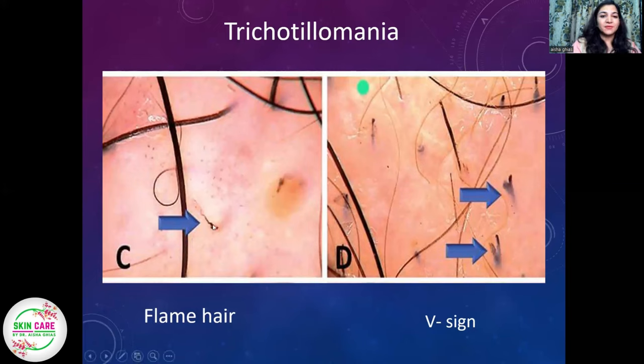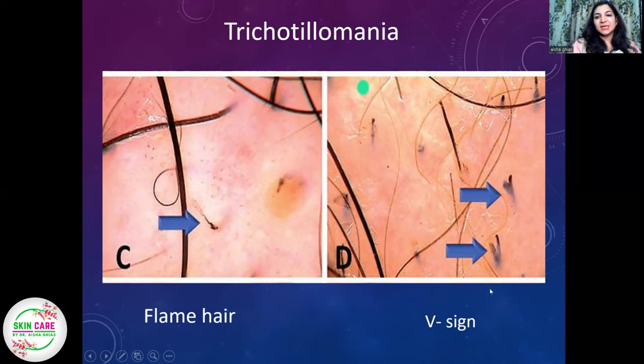Flame hair is just like a flame where the proximal end of the shaft, which is close to the scalp, is thicker. And then distally, you see these ash-like things, the dispersed distal part of the hair follicle appears like a flame. So this is the flame hair.